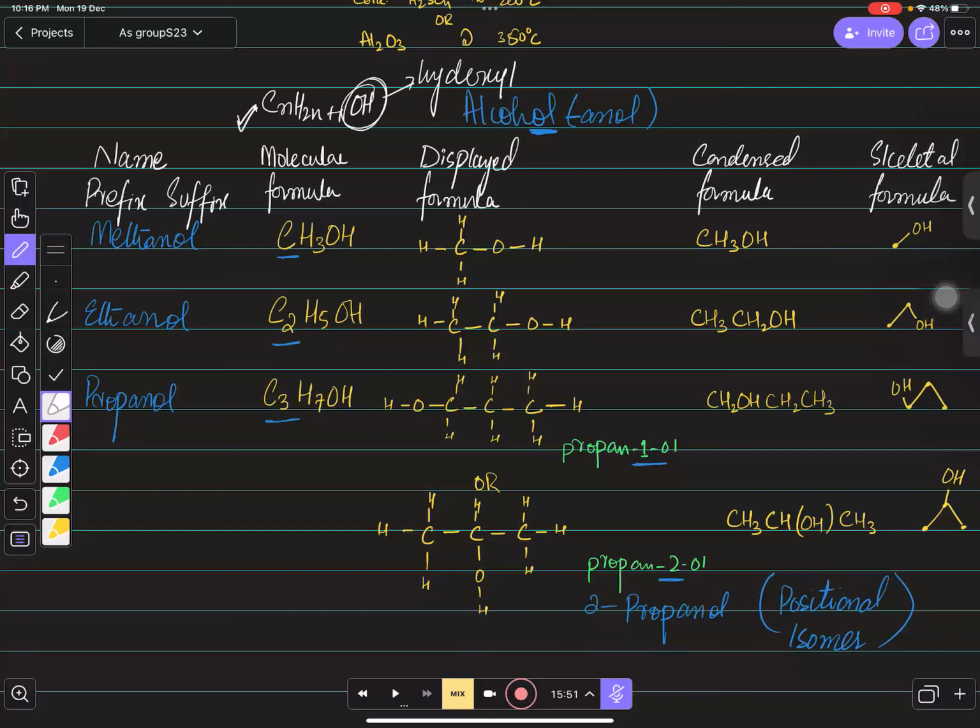And if you talk about physical properties, you can see that when the number of carbons increases, their melting point, boiling point, state, color, everything is going to change. The only things that are going to be different, or decreasing, are flammability and volatility.